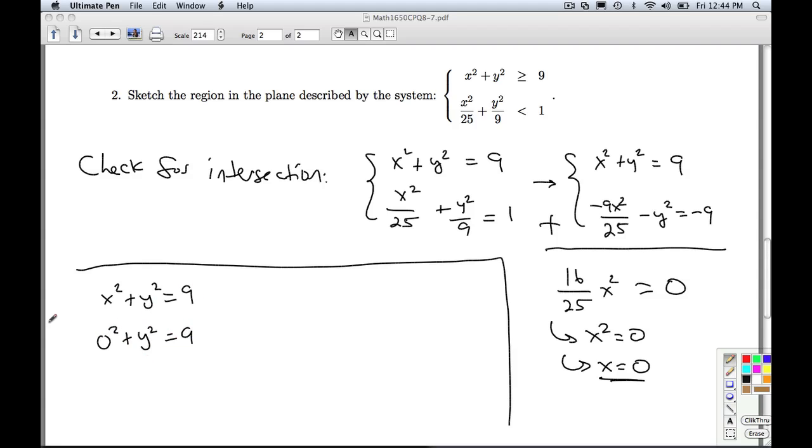So by plugging in x equals 0, we're really looking for the y-intercepts. And we already know what these are. They're plus or minus 3. That means the only solutions to the system are 0, 3, and 0, -3. Which means that our graph is going to be exactly what we thought it would be.